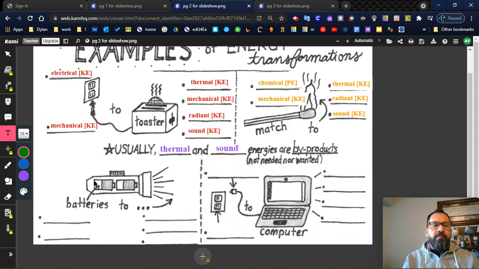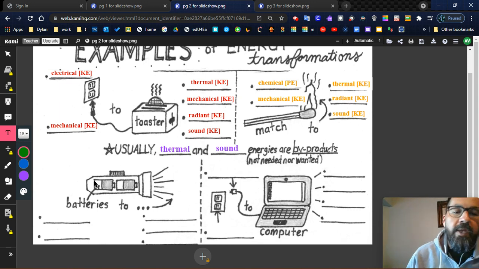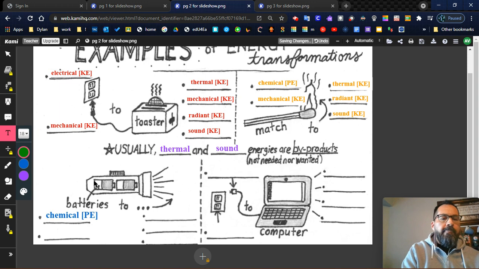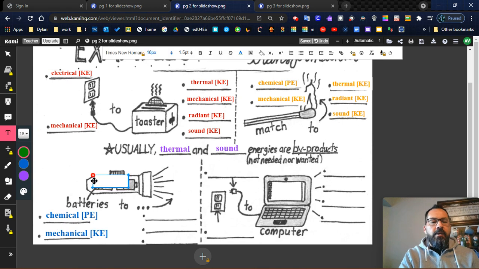So the batteries, some students may think, have electrical energy in them. They don't have electrical energy. Batteries actually have chemical energy stored in them. The chemical energy, when you connect the battery to a circuit, is what produces the electrical flow. So in order to get the battery going, you got to flip a switch. So in order to flip the switch, we got to use that mechanical energy.